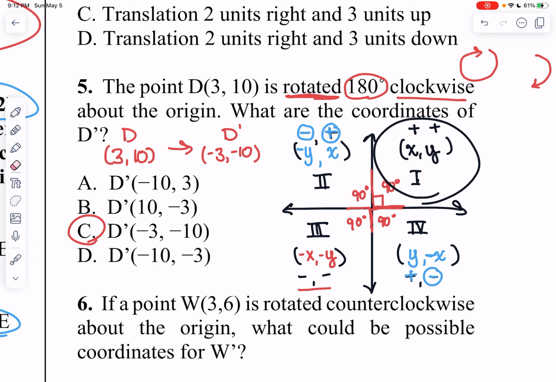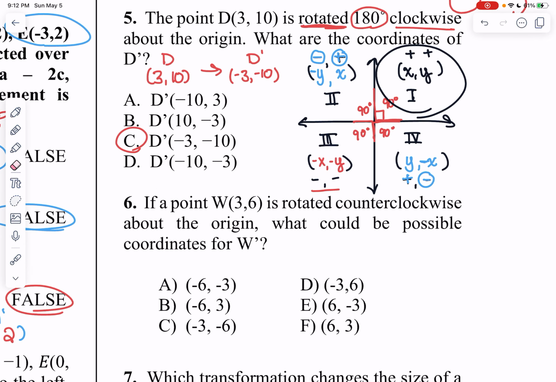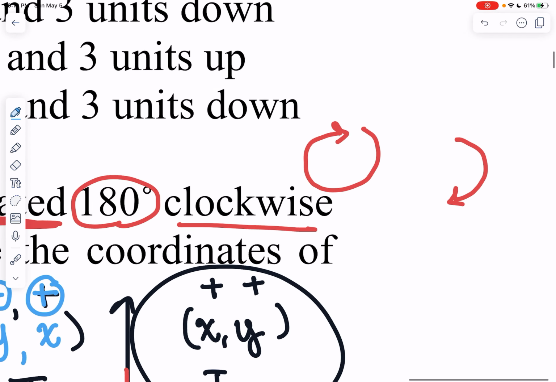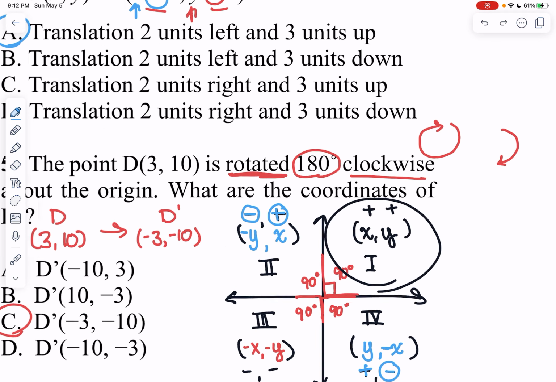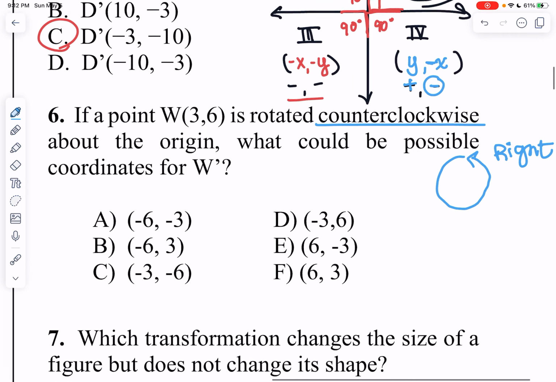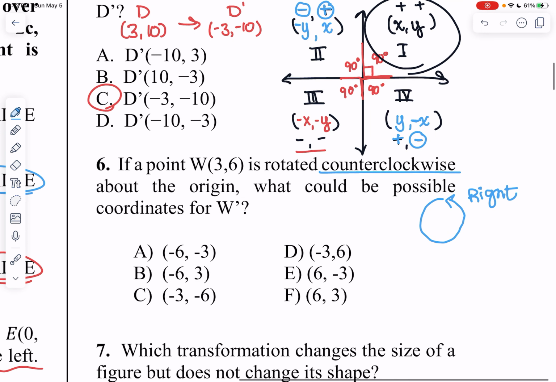All right, so let's use these rules for number 6. Number 6 says, if a point W, (3, 6), is rotated counterclockwise, the opposite of a clock, what could the possible coordinates for W be? I realize I might have said rotating to the right up here. This is going to the left. Oops. Counterclockwise is what goes to the right. Come on, Miss Majorana.